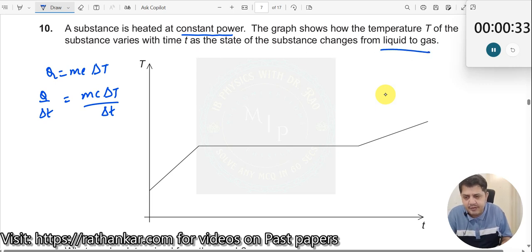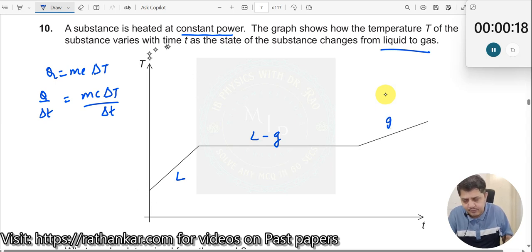The graph shows how the temperature of the substance varies with time t as the substance changes from liquid to gas. Which is the liquid? This is your liquid. And what is this flat region? The temperature is not changing, which means a phase transition is happening, from liquid to gas over here. And here the temperature of the gas is increasing, so this is the gas.